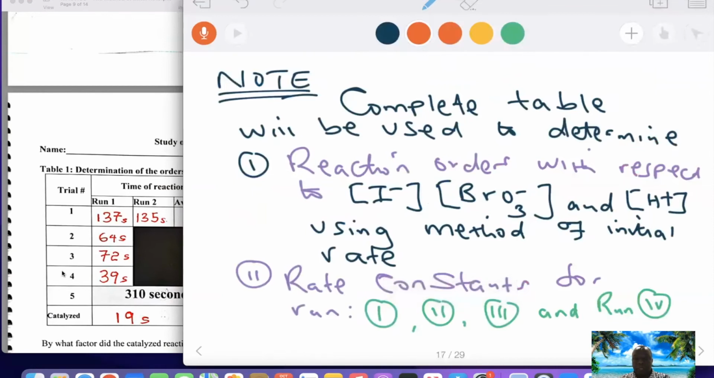And also, determine the rate constants, that is K1, K2, K3, and K4. It's experimental. Okay, let's see.